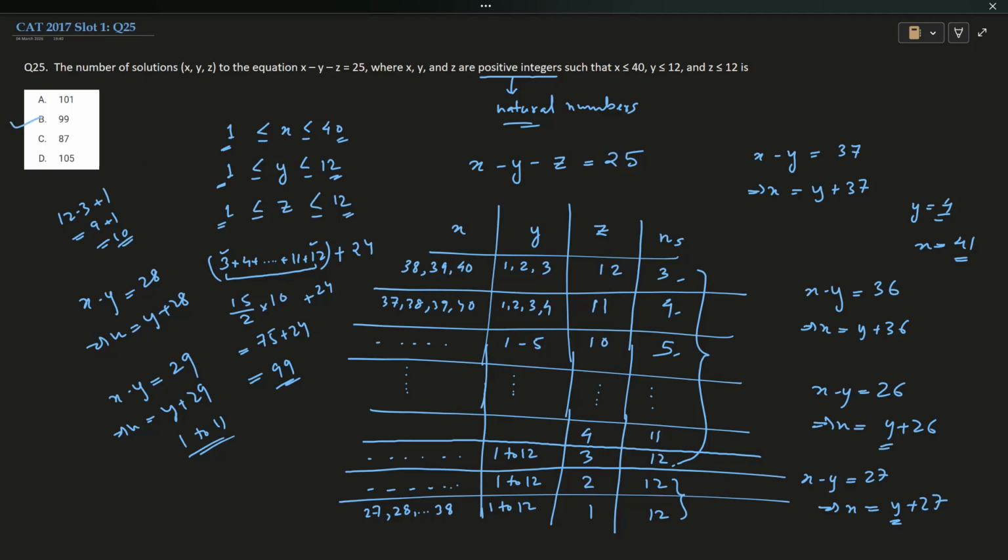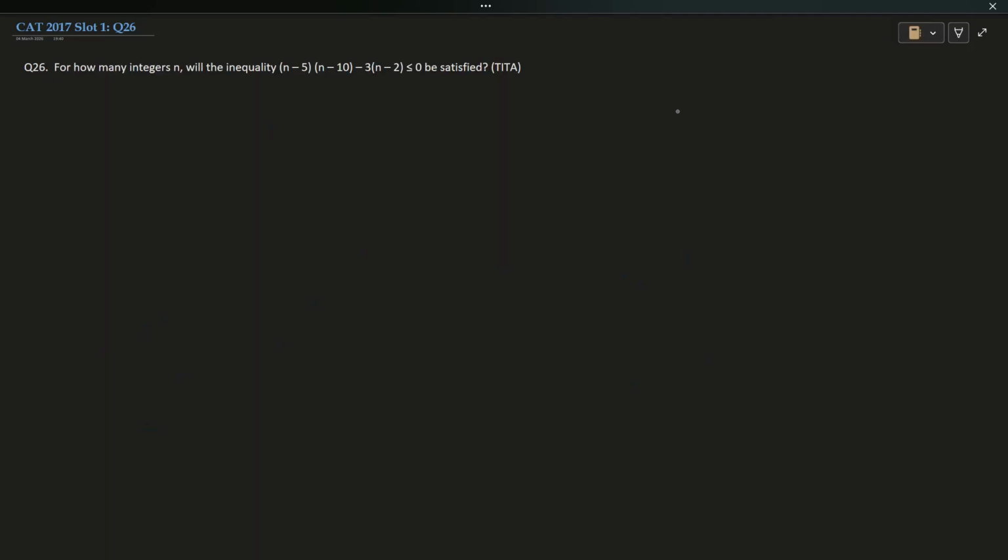So the correct answer will be option B. I would say this question was not an easy one. I would say moderate, easy to moderate. Alright, I hope you have understood this question, guys. Let's move on to the next question.